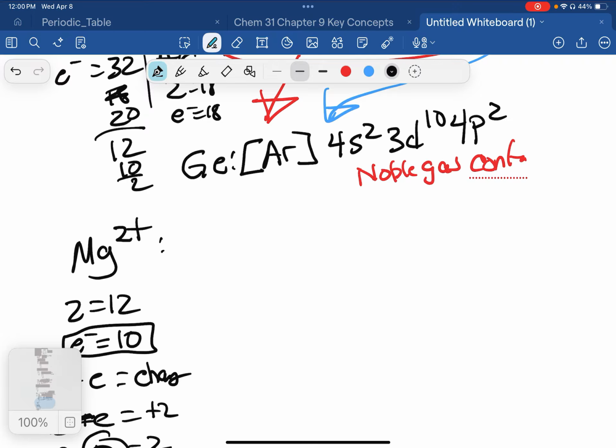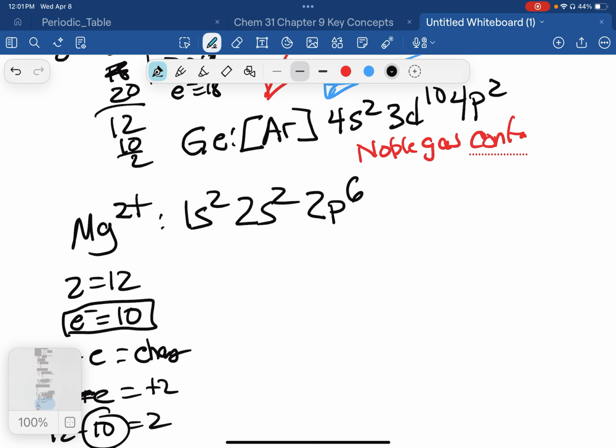So the first thing you would do is 1s, and you would have 2. Then you would have 2s, and you would have 2. So that's 4, and you have 10, so you have 6 left. Then you know the next thing is going to be your 2p, and you know your 2p can hold 6. So you have 2, 4, 6, 10. So this right here is the electron configuration for the magnesium ion, which holds 10 electrons.